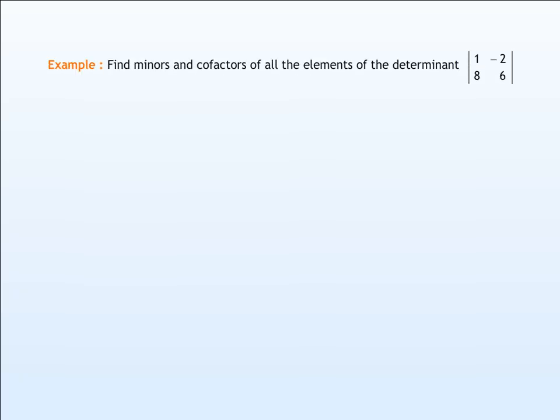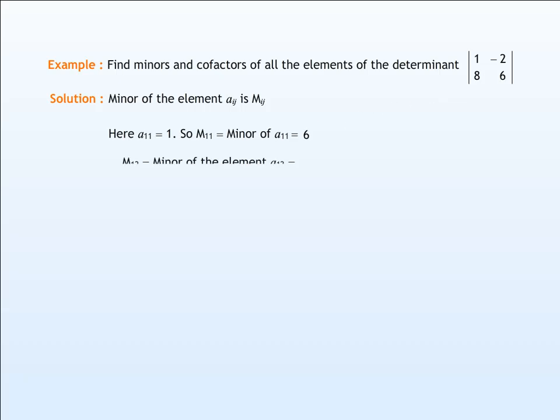Find minors and cofactors of all the elements of the determinant given here. Here, the first row, first element, A11 is equal to 1. So minor M11 will be obtained by ignoring first row and first column and hence will be equal to 6. Minor M12 of the element in first row, second column, A12, will be obtained by ignoring first row and second column. So M12 will be equal to 8.